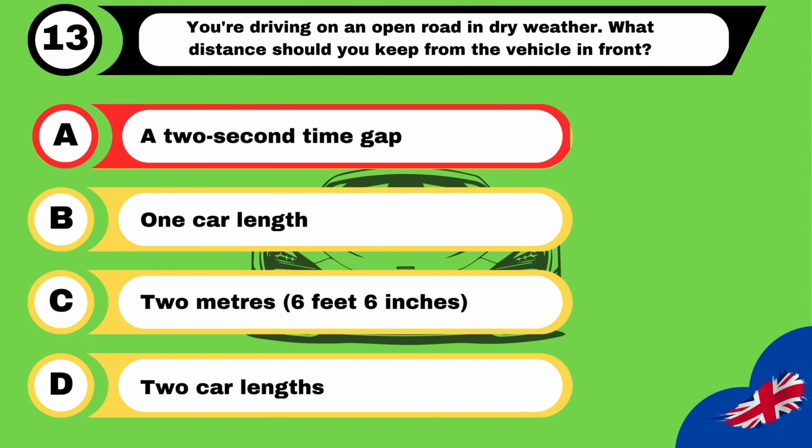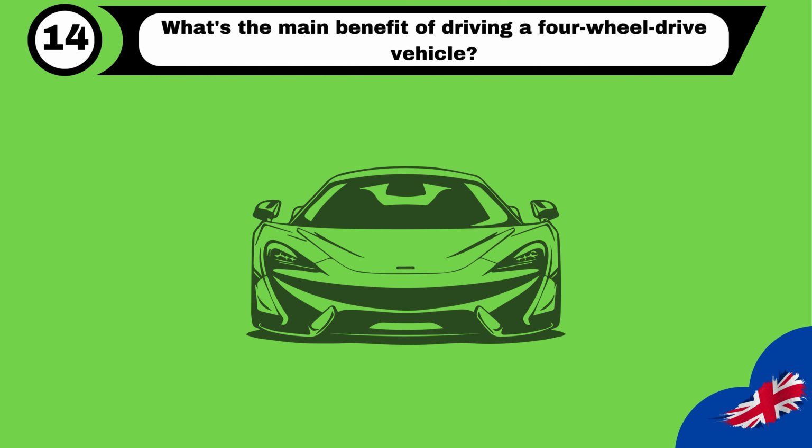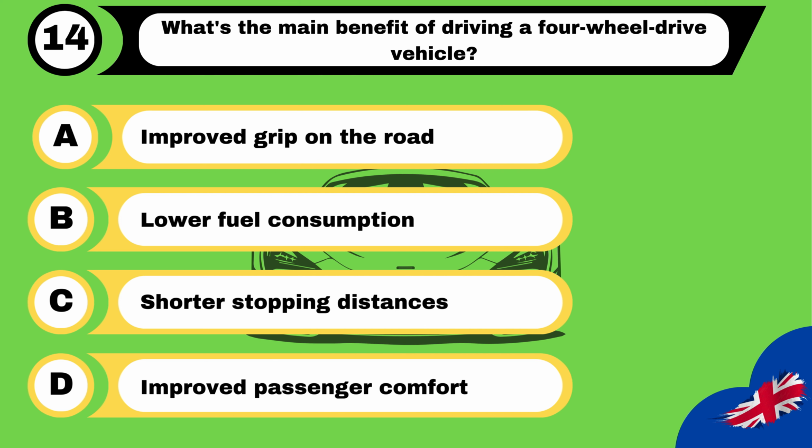The answer is A. A 2-second time gap. Question 14. What's the main benefit of driving a 4-wheel drive vehicle? A. Improved grip on the road. B. Lower fuel consumption. C. Shorter stopping distances. D. Improved passenger comfort.